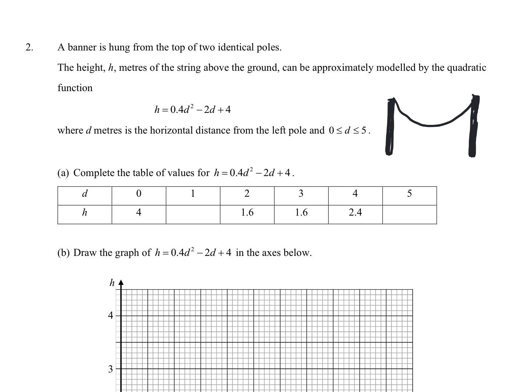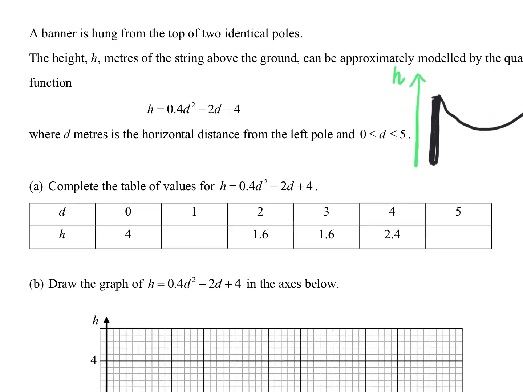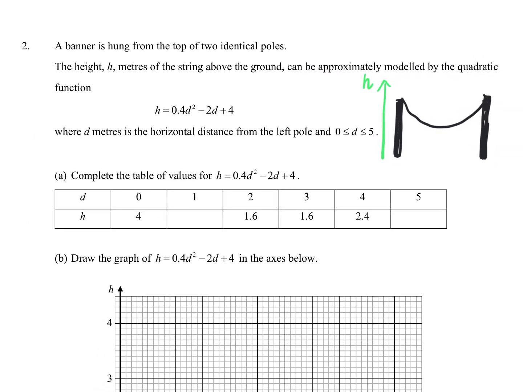So it depends, alright? Now the question did say the height, h meters of the string. So I want a height, h meters. In this direction, this one will be my height. And it can be modeled by the quadratic function h equals 0.4 d squared minus 2d plus 4. d is the meters horizontal from the left pole. Oh, this is my d.